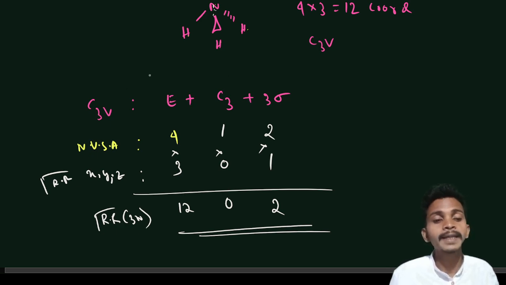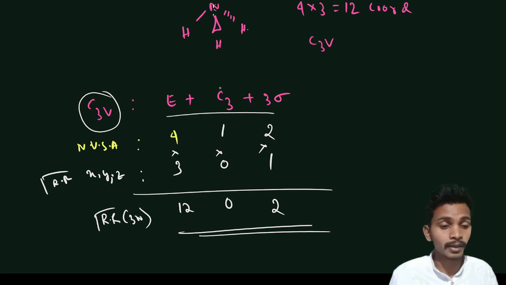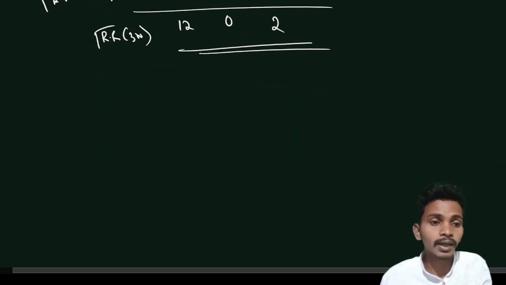Likewise, for any molecule, first write the point group, after that write the symmetry elements, and draw them. Find the number of unshifted atoms by applying the symmetry operations, and after that we find the characters. Characters, we know how to calculate, we have discussed in the previous class. After that multiply it, then we will get the reducible representation in the 3n coordinate system.